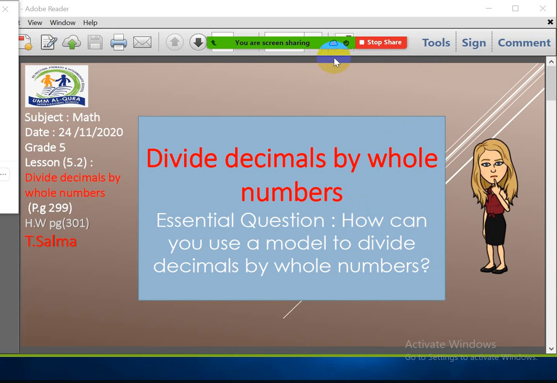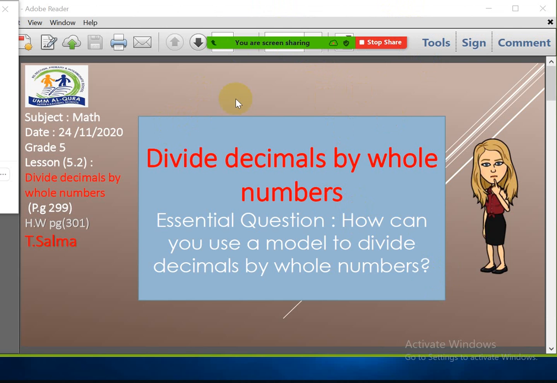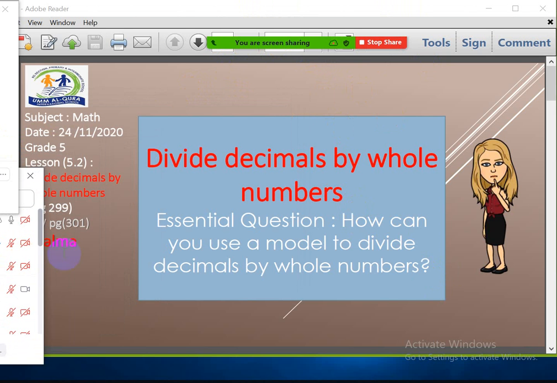Okay, girls, so today we will start a new lesson on how we will divide decimals by whole numbers by using a model. So I hope that all the girls here in the session, all of you, are here.